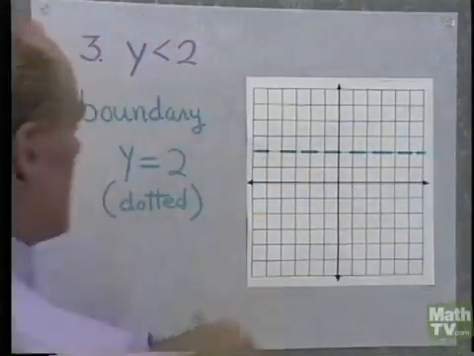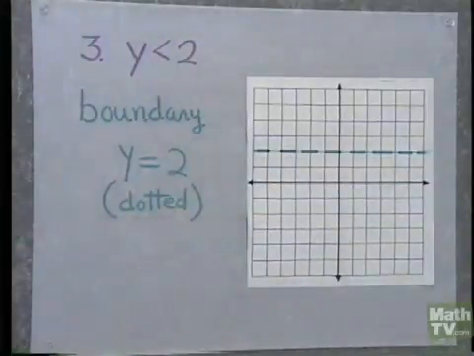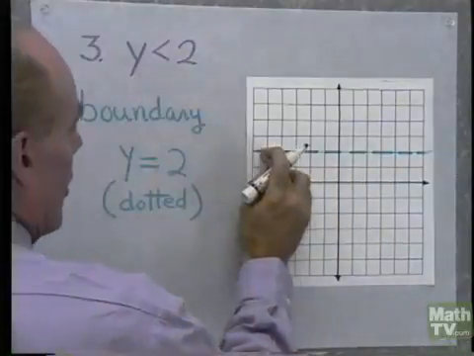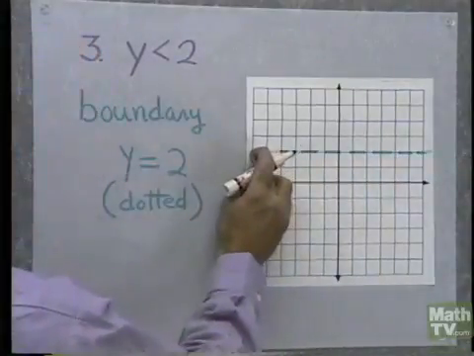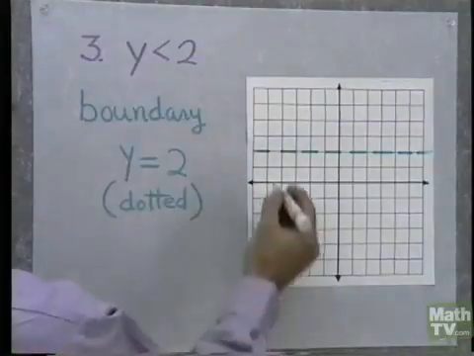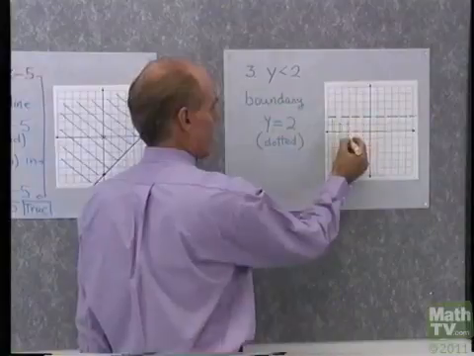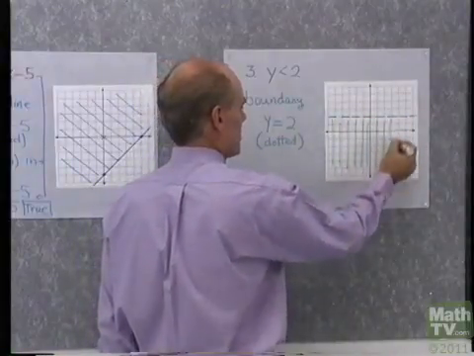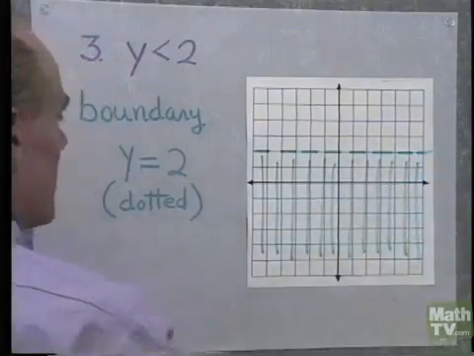There's my boundary, y is equal to 2. I want all the ordered pairs x, y where the y coordinate is less than 2. Here is all the ordered pairs x, y where the y coordinate is equal to 2. So I think you can see all the ordered pairs where the y coordinate is less than 2 are the ordered pairs that are down this way. So my solution set lies down below this boundary line.